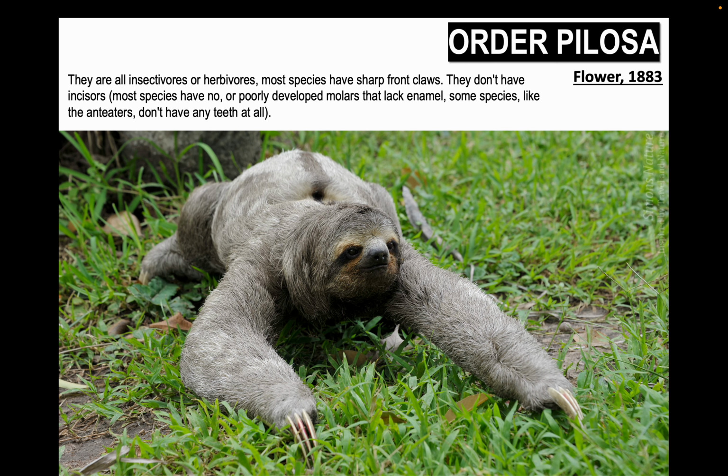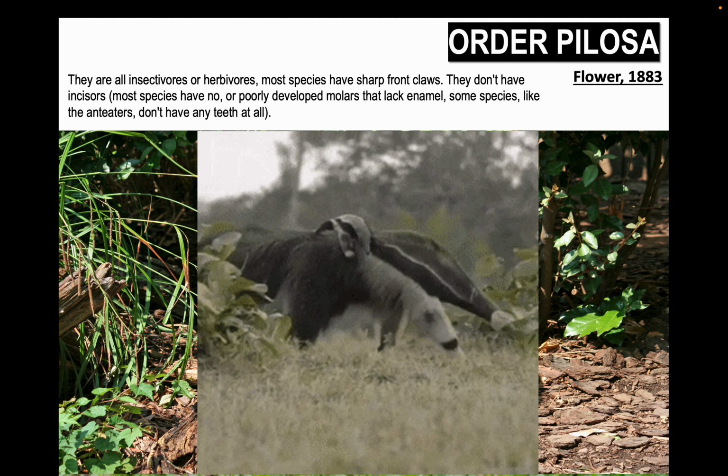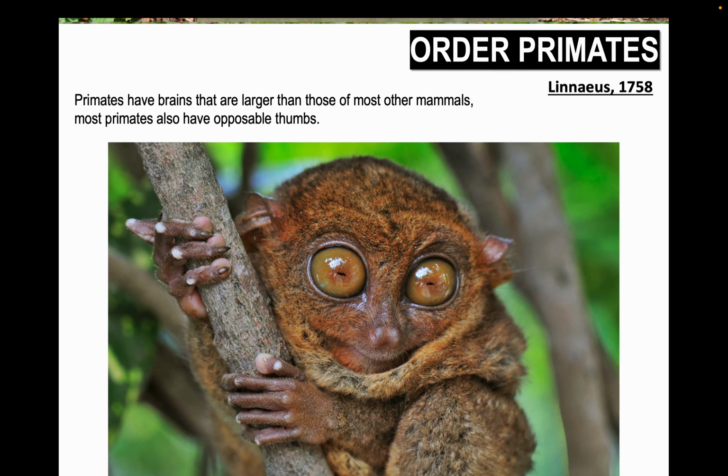Now we have order Pilosa. They are insectivores or herbivores. Most species have sharp front claws. They don't have incisors. Most species have no or poorly developed molars that lack enamel. And some species, like anteaters, don't really have teeth at all. Some representatives of Pilosa, the sloth.